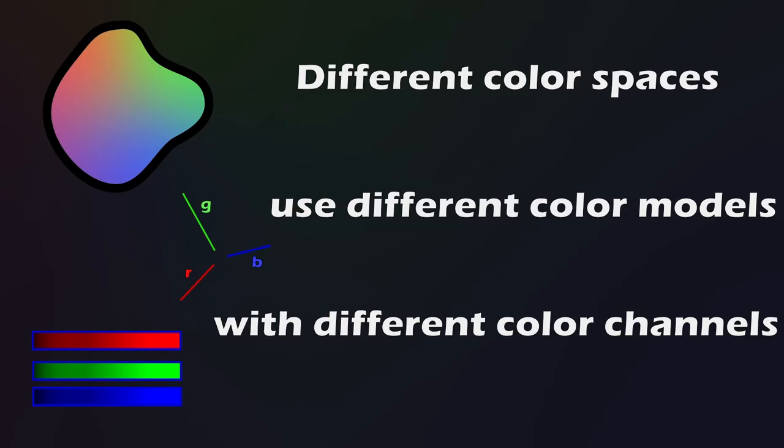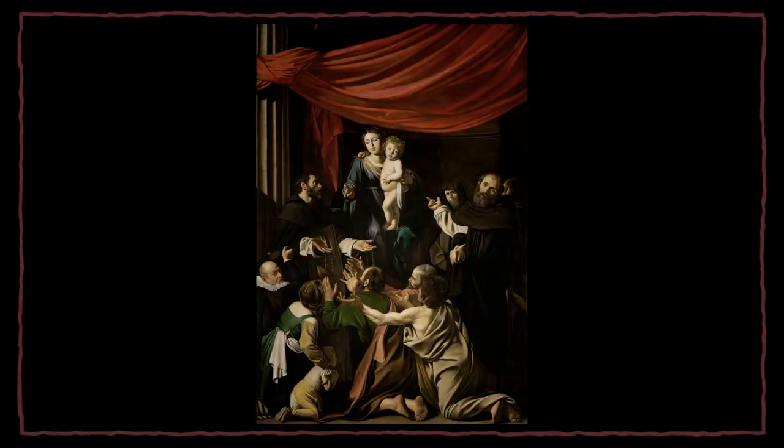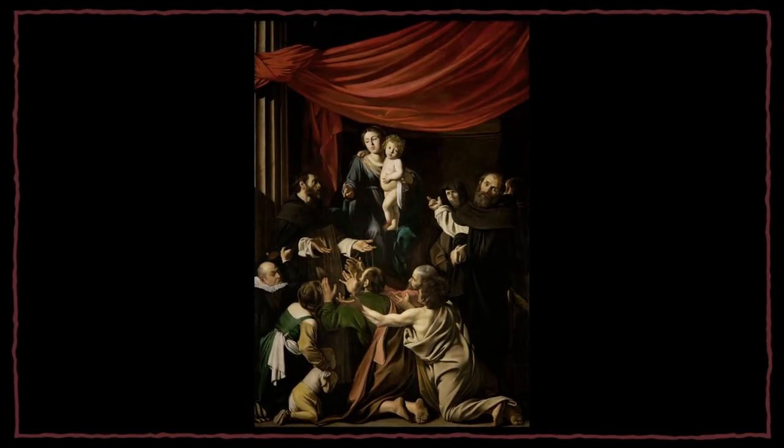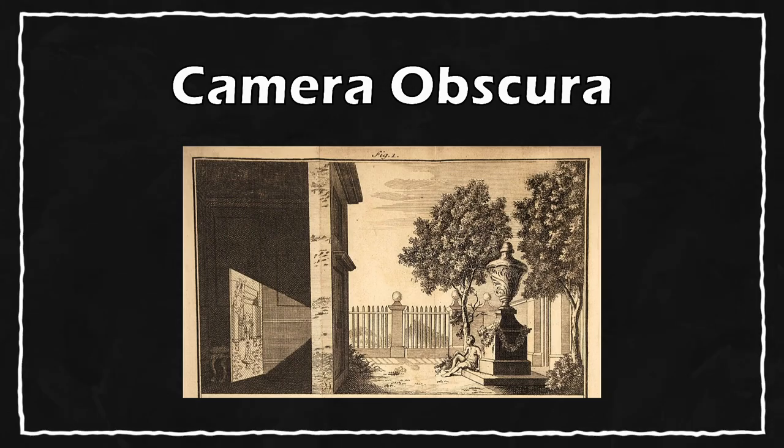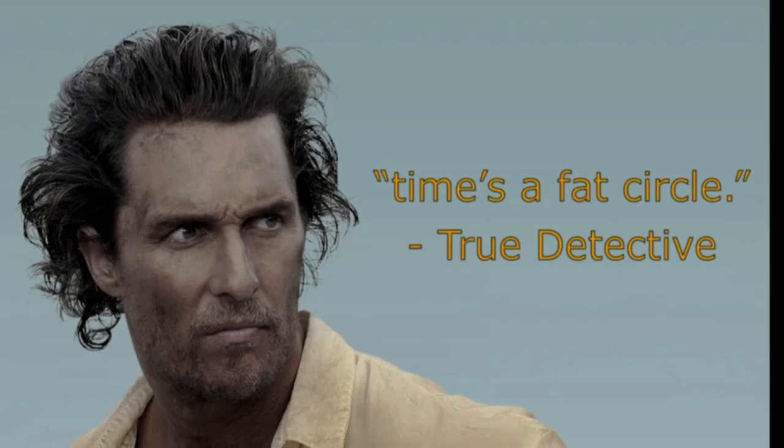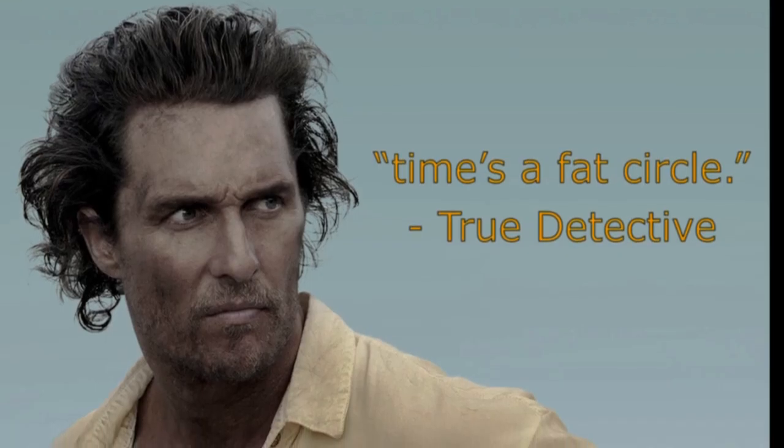You explain it. Different color spaces, different channels. Images are made of these channels. Let's use this Caravaggio because of the high contrast. He may have been inspired by a technology of his time, the camera obscura. Time is a fat circle, or whatever True Detective says.